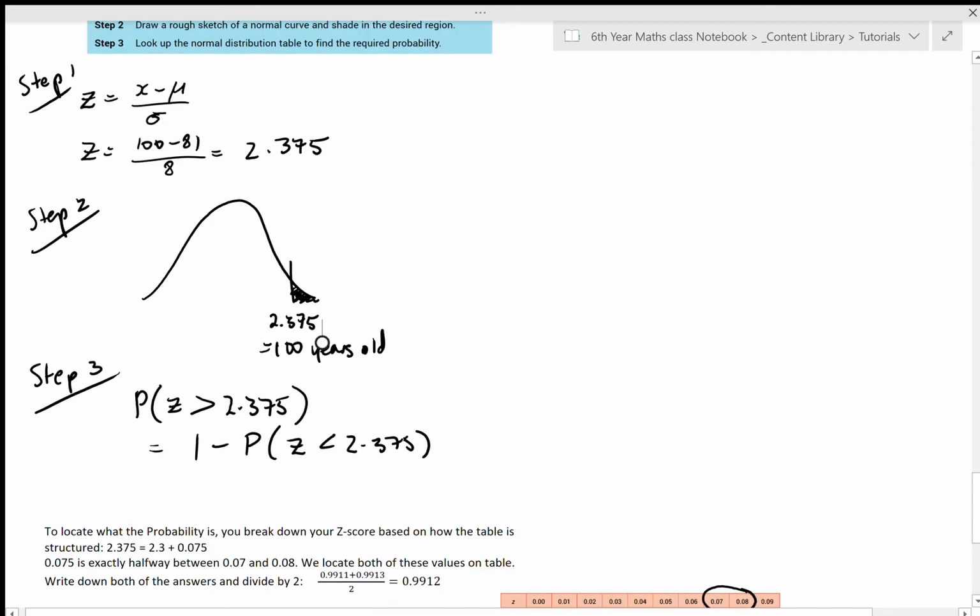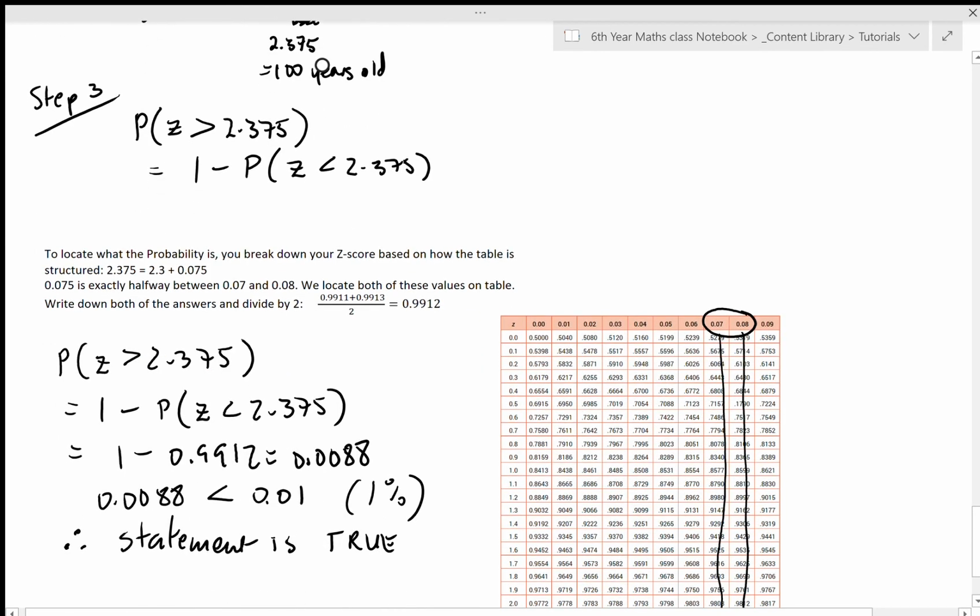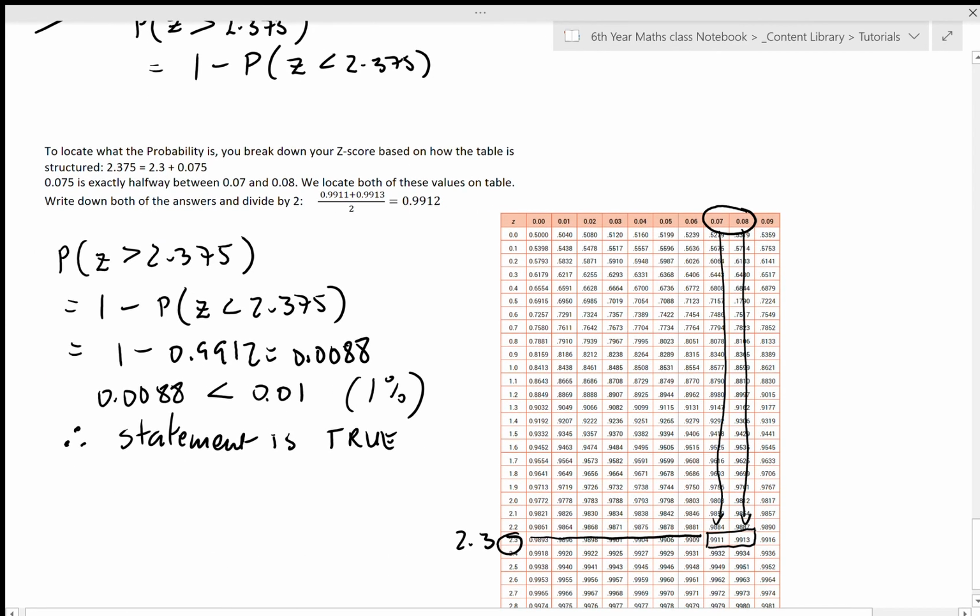Okay, so we work out, well, what's the probability of Z being greater than that? So that bit from the graph we've covered in black, which is the same as 1 minus P(Z less than 2.375). And then it just goes through how to locate it. So you go to 2.3 first. So it's 2.375, which is 2.3 and 0.075 added together.